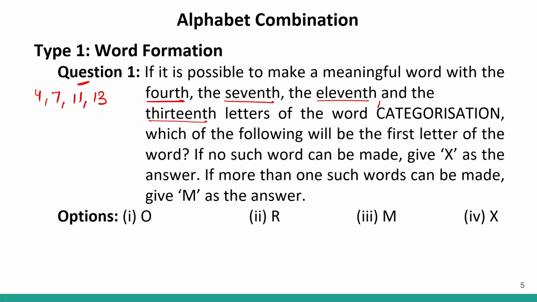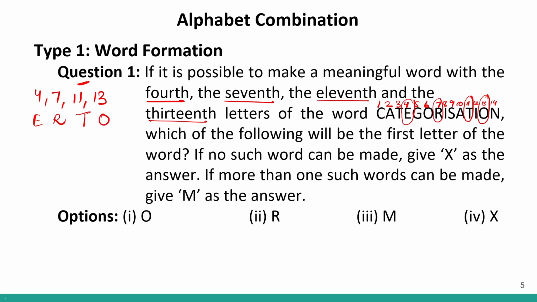Now, first, let us write the numbers. C is first position, second, third, fourth, 5, 6, 7, 8, 9, 10, 11, 12, 13 and 14. So in totality, there are 14 letters. We have to look at the 4th letter. So 4th letter is E. 7th letter, which is R. So E, R. 11th letter, which is T. And 13th letter, which is O.